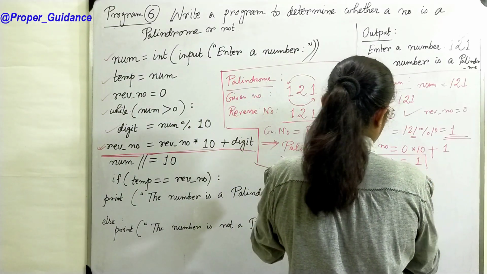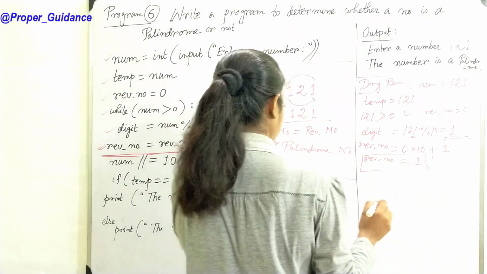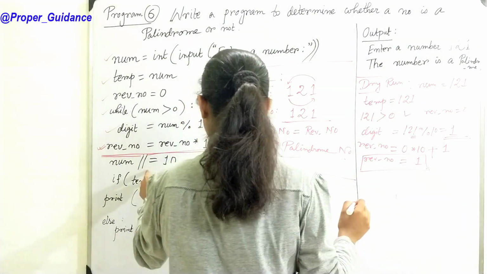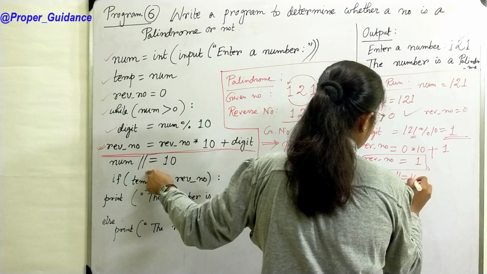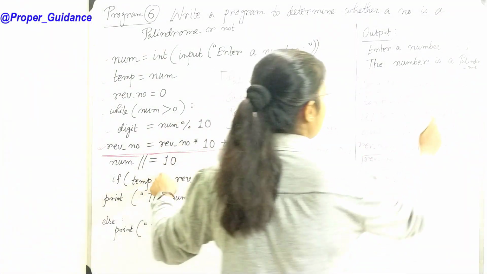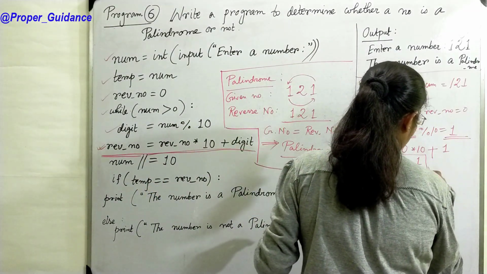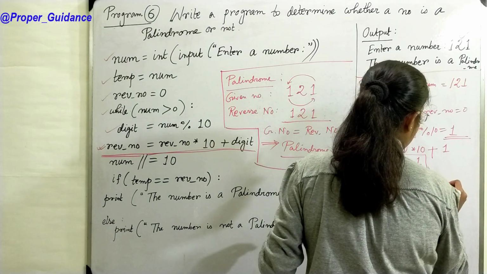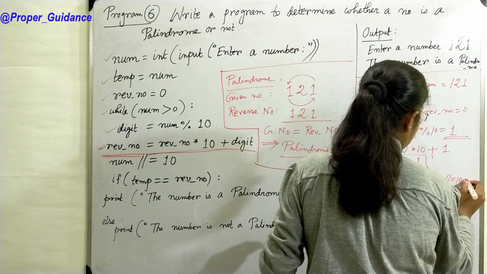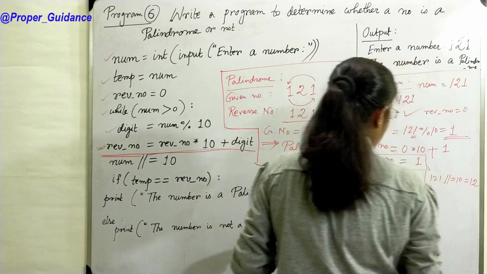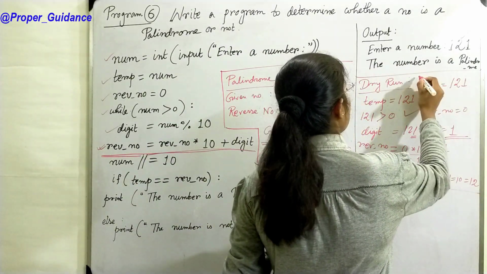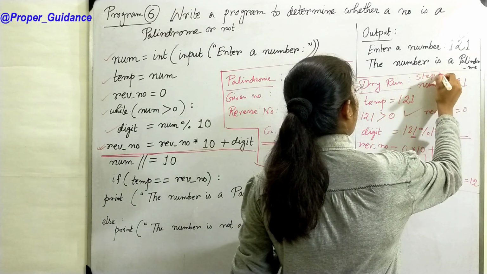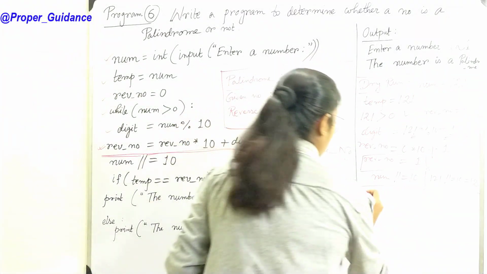Keep this in a box, and after that num integer division by 10. What is the num value? 121. Now when I do 121 divided by 10, we will get 12, right? 12. This is step 1. Now step 2.